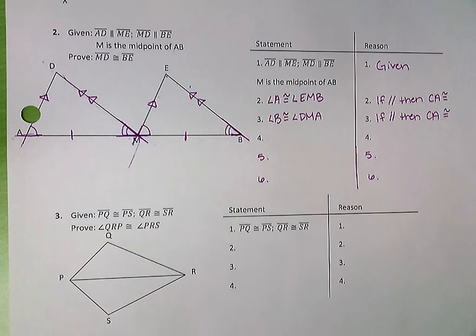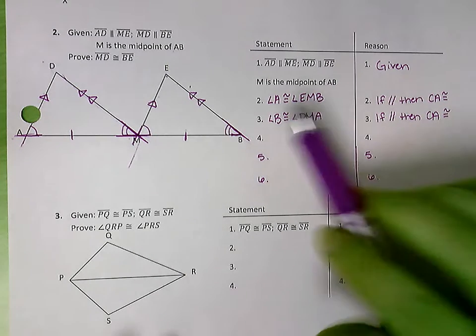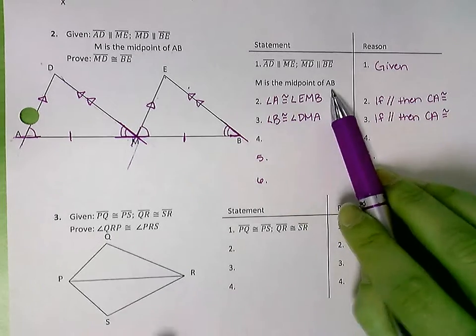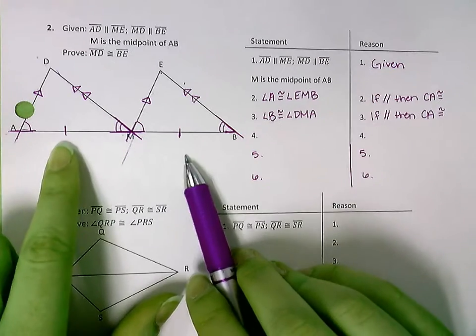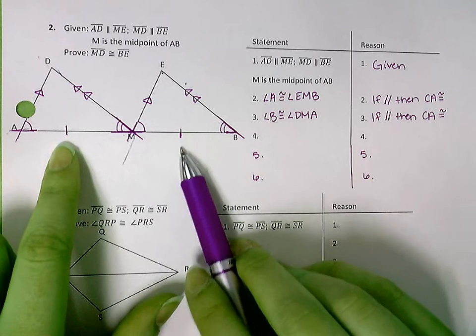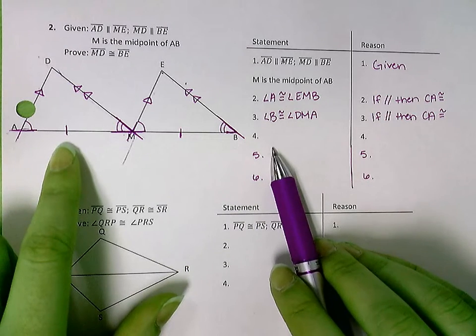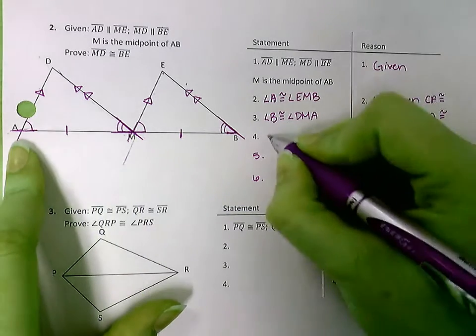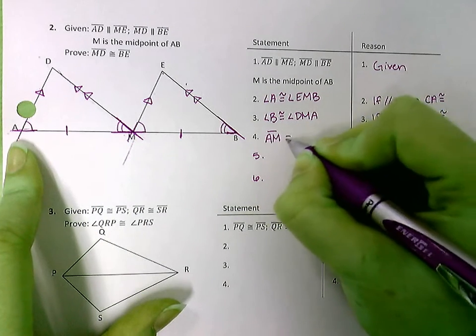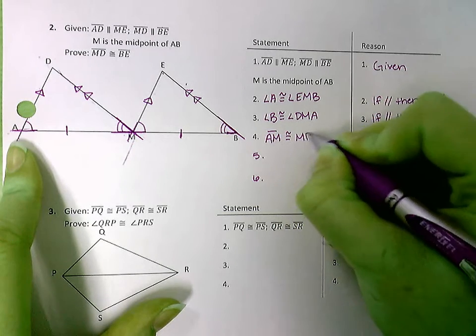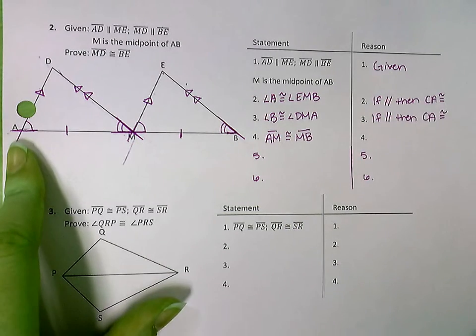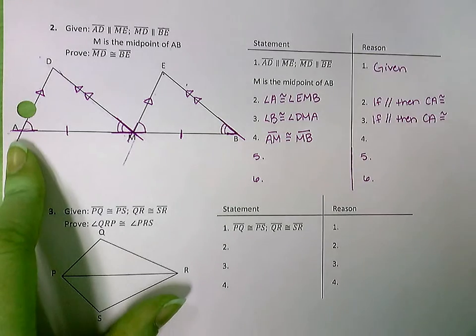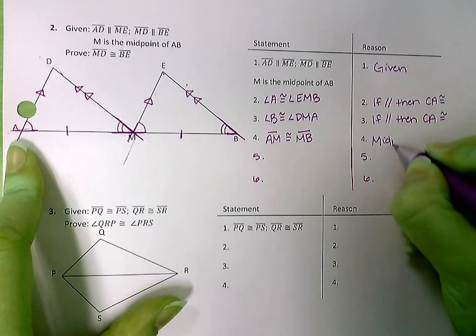I do have one more piece of my given that I haven't stated in my proof yet, and that is that M is the midpoint of AB. Now I labeled it on my picture, but whatever I label in my picture, I have to write as a statement. So that means we can write out AM is congruent to MB. Why can I write that statement? That is the midpoint theorem.